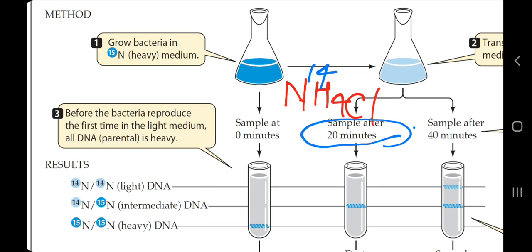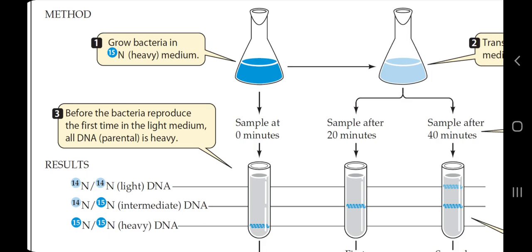So what they got is that they found the band not in the previous location. The previous location was for the 15N. So what they got, not in the previous location, they got in the middle. So it somewhere proves that DNA replication is not conservative, it is semi-conservative.